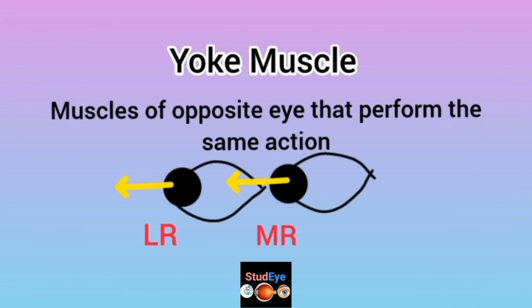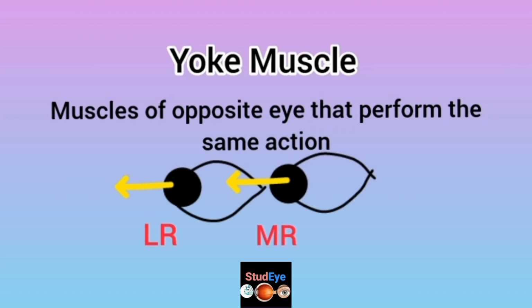Now we have the yoke muscles. Yoke muscles are present one in each eye, right? They are muscles of the opposite eyes that perform the same action. So they include muscles of both eyes: one muscle in the right eye and another muscle in the left eye that perform the same action. In synergists we were discussing muscles in a single eye performing the same action, right? But in yoke muscles, muscles of opposite eyes, one in each, perform the same action.